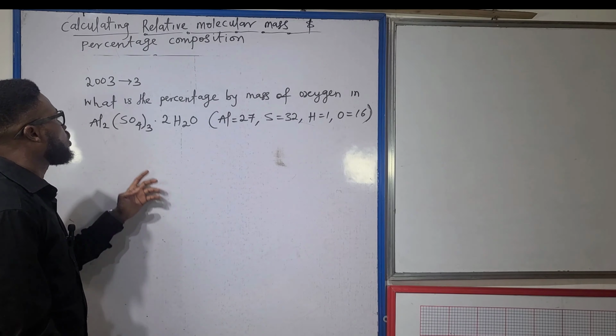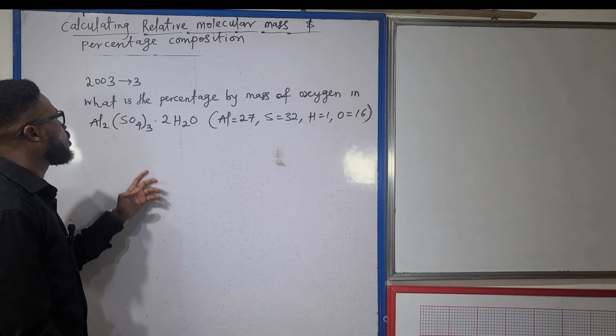It states, what is the percentage by mass of oxygen in aluminum sulfate dihydrate? So what this means is that I'm to look for the percentage by mass of oxygen. Very quickly, the first thing I need to do is to calculate the relative molecular mass of the hydrated compound. In this case, my aluminum is happening twice, so that is 27 times 2. Then plus sulfur, which is 32. Then oxygen is 16, 16 times 4, that is 64. Everything here multiplied by 3, plus 2 times water, H2O, which is 18.